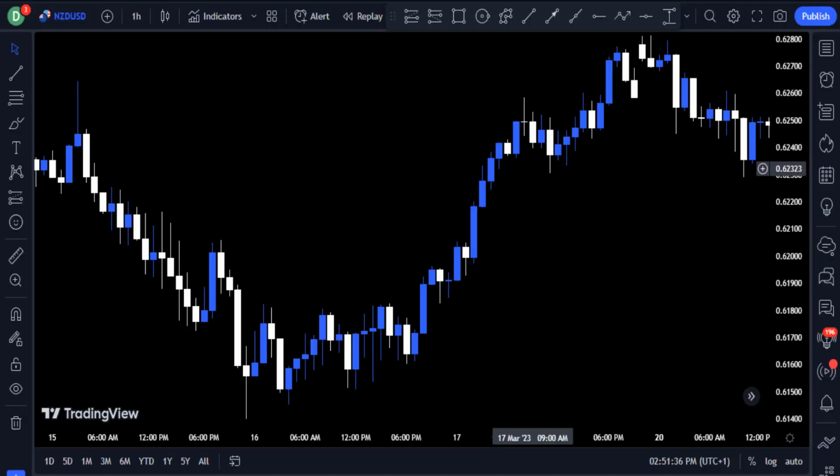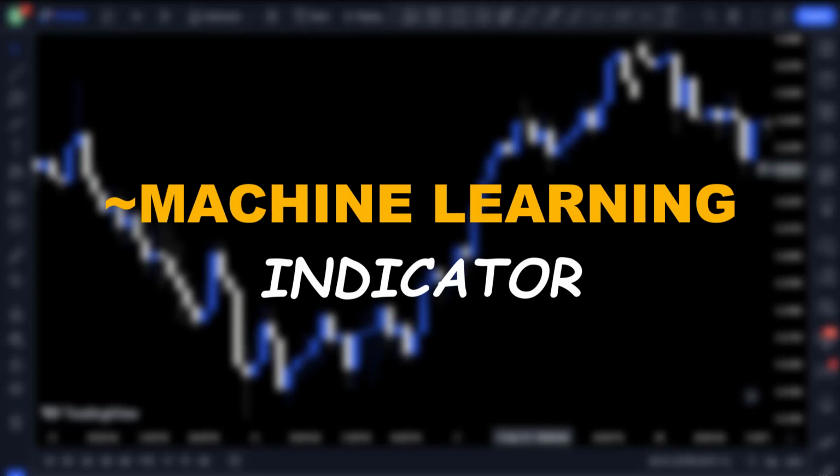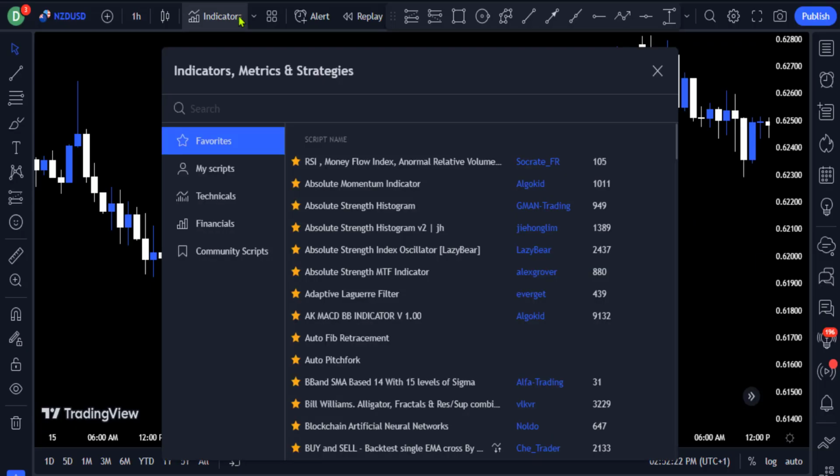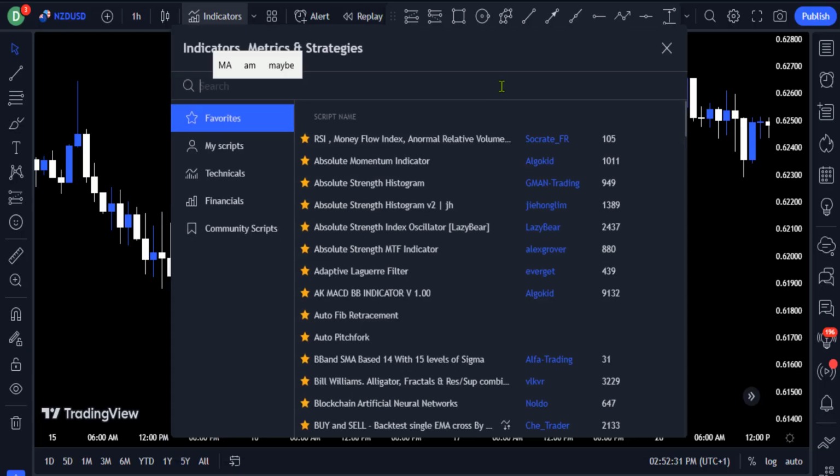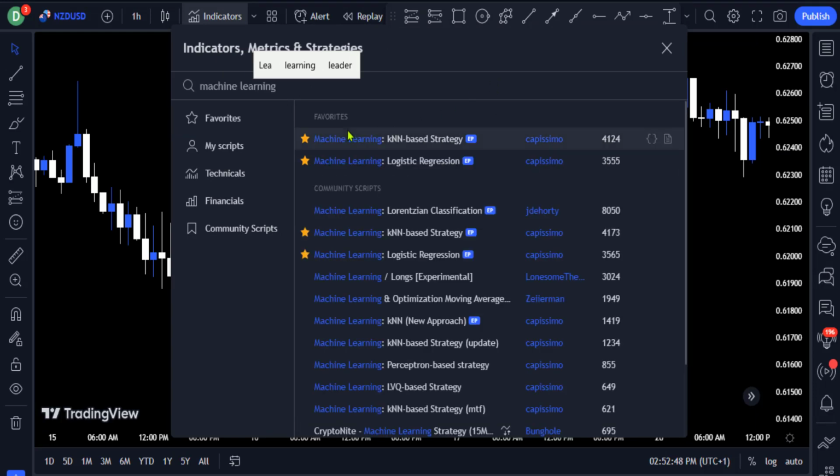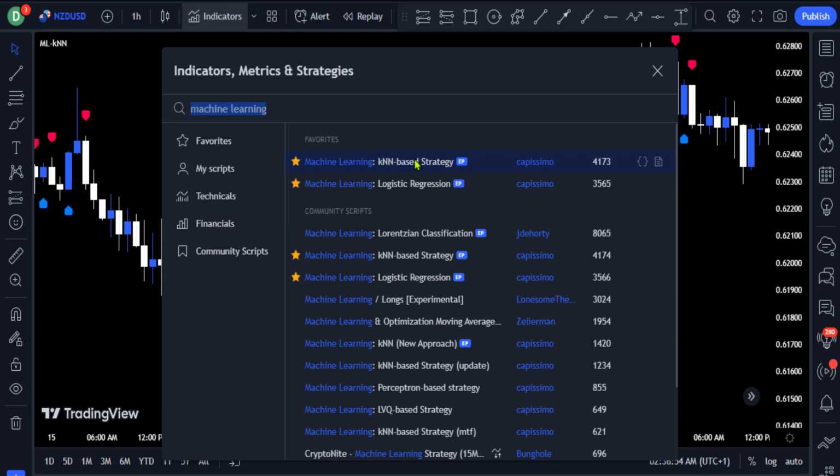Now, the first indicator is this tool called the Machine Learning Indicator. To add this indicator to our chart, you're going to click on the Indicators tab here, and you will search for Machine Learning, which is this one, the KNN-based strategy. You can see that it is even an editor's pick, and it is created by this guy called Capissimo. Then click on it to add the indicator to the chart.